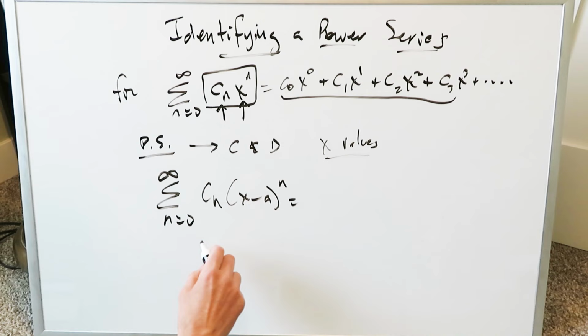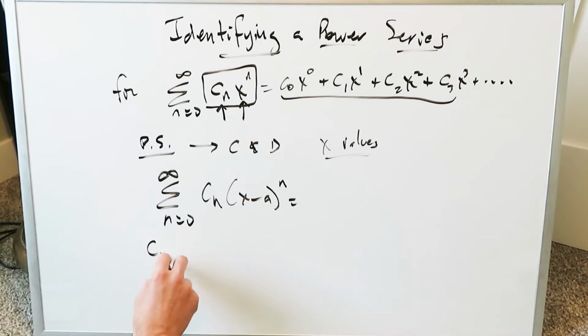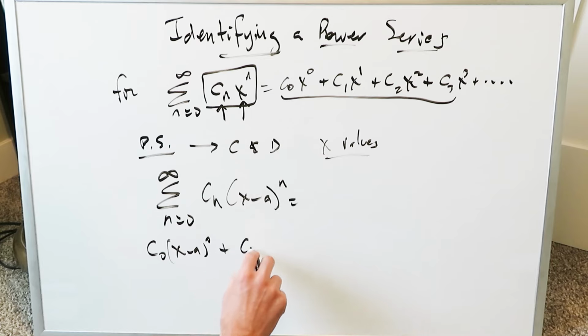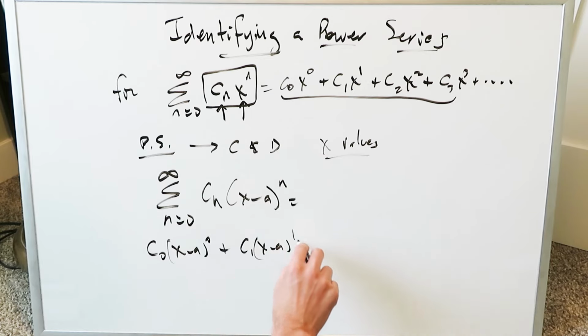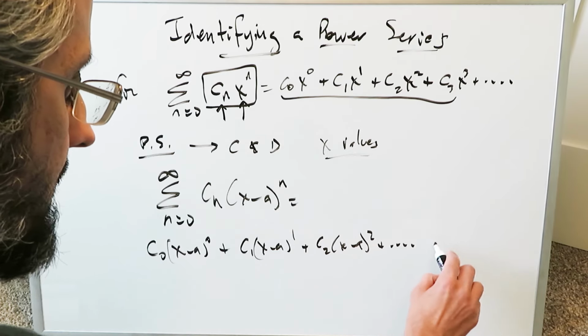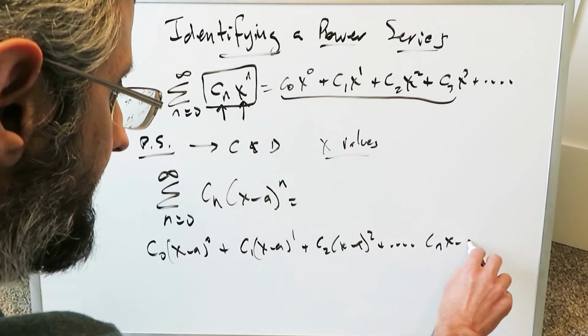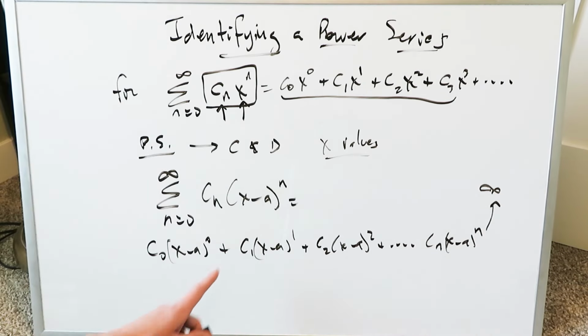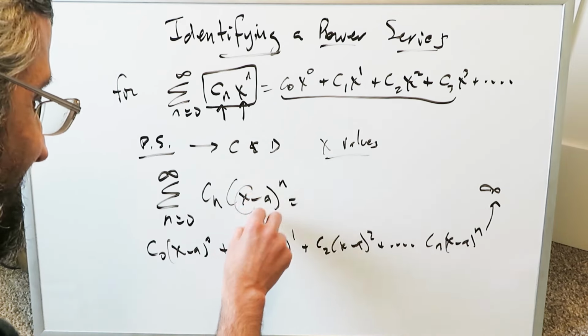If you were to expand this in terms of a series, the initial terms would be c0 times x minus a to the power of 0, plus c1 times x minus a to the power of 1, plus c2 times x minus a to the power of 2, on and on. Then you can just say cn times x minus a to the power of n, where n will of course approach infinity. Again, anything which looks like this can adopt both convergence and/or divergence based on this x value.